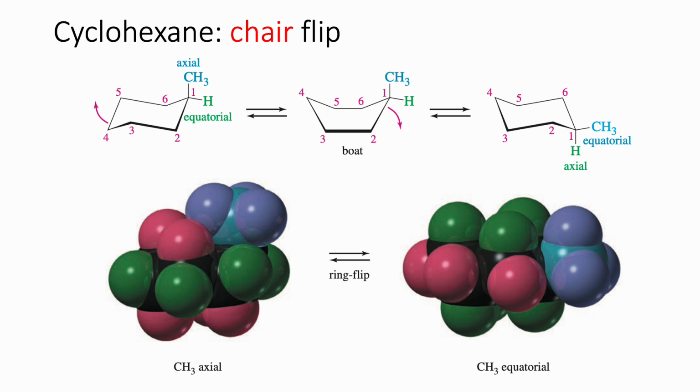And then after a chair flip, let's skip the boat and go all the way to the image on the right. What was the headrest, carbon 1, is now the footrest, and what was the footrest, carbon 4, is now the headrest. So essentially, the headrest and the footrest change positions in a chair flip. That's the easiest way to think about it.